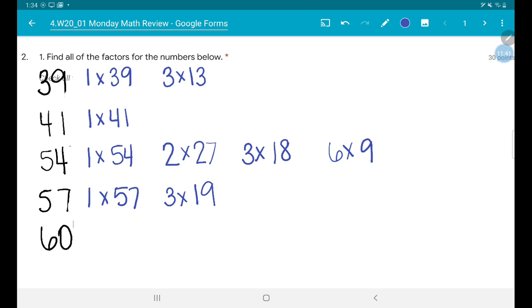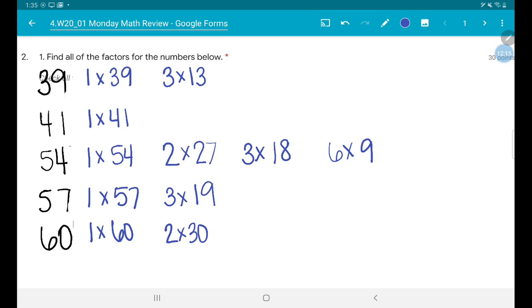What am I going to start with? The ones. 1 times what? 60. 1 times 60. Very good. So we've got 1, and I'm just going to write in 60 here. Is 2 going to be a factor? Is 2 a factor of 60? 2 times 30. So we need to check 2 and we need to check 30.